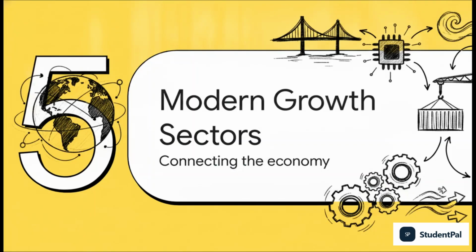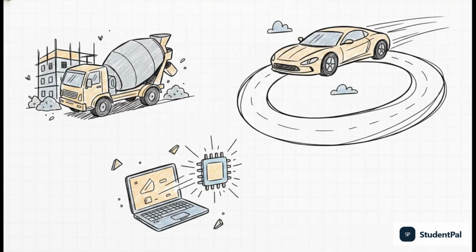Section 5, IT, automobiles, and cement. Now, let's shift gears to the sectors that physically connect us and wire us into the global economy. These are the modern growth engines. First up, cement. Obviously essential for all construction. It relies heavily on bulky stuff like limestone, silica, and gypsum.